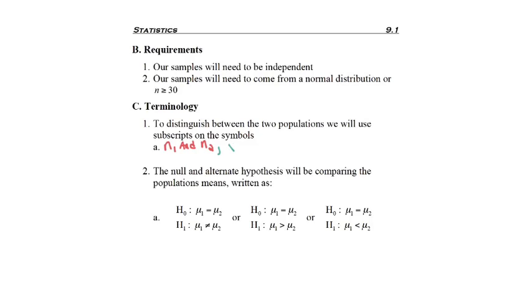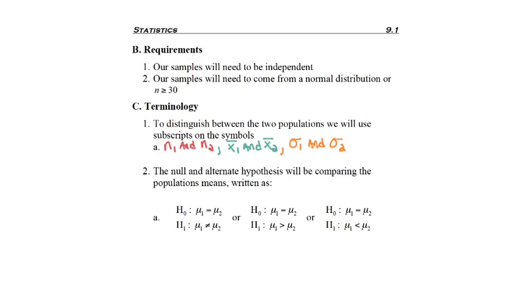So, for example, our sample average from population 1 has a subscript. Our sample average from population 2 has a corresponding subscript. And as always, we're hoping to know the population standard deviations, but if not, we can always use S1 and S2 in place of those.